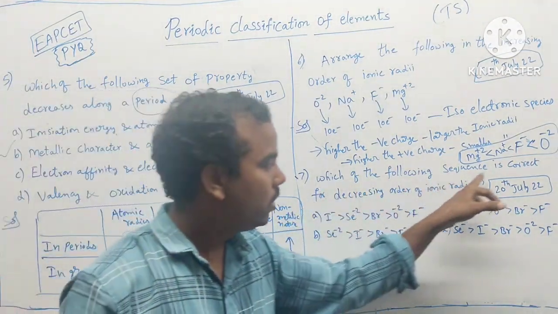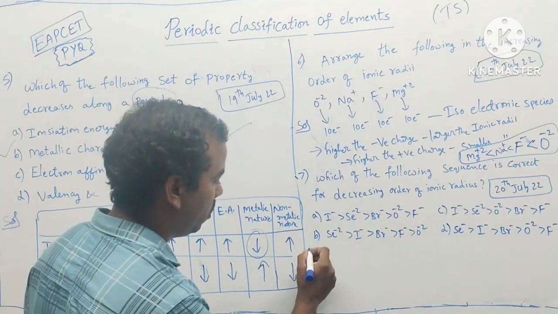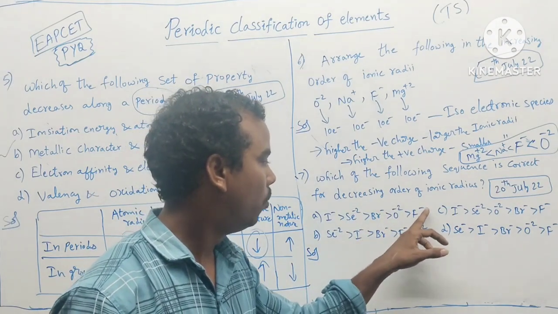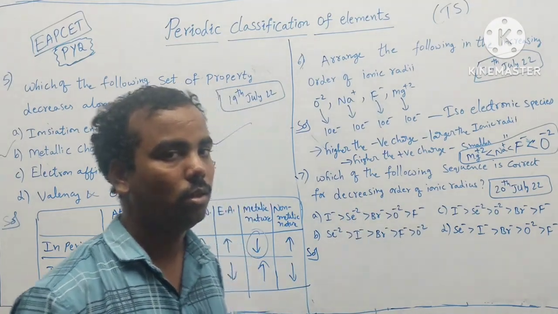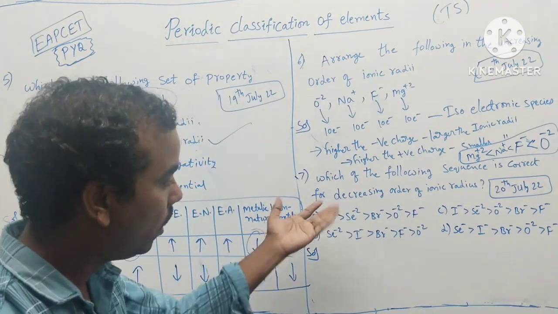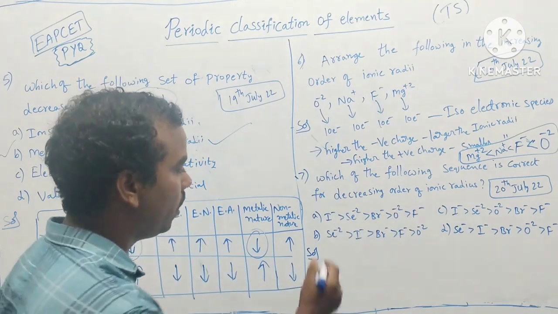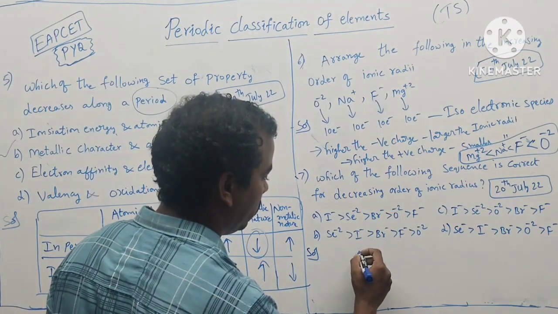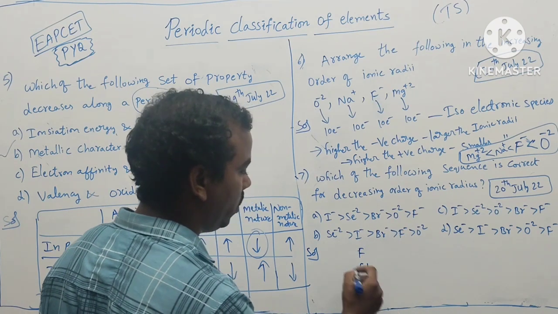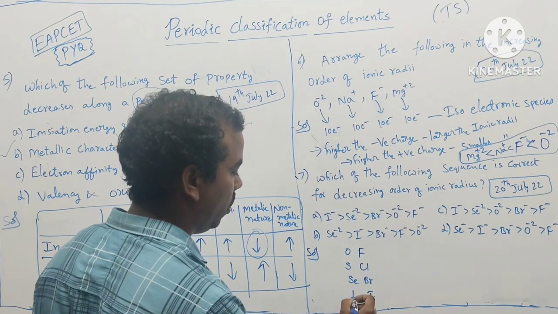Next, which of the following sequences is correct for decreasing order of ionic radius? Same model, but here the negative charges are mono-negative and here bi-negative. So how to decide which one has higher ionic radii? I- has more number of shells, so it is higher. First write the 7A group elements: fluorine, chlorine, bromine, iodine. 6A group elements: oxygen, sulfur, selenium, tellurium.